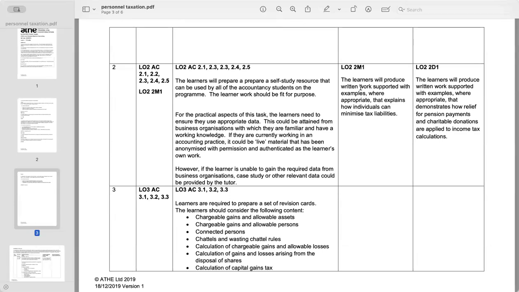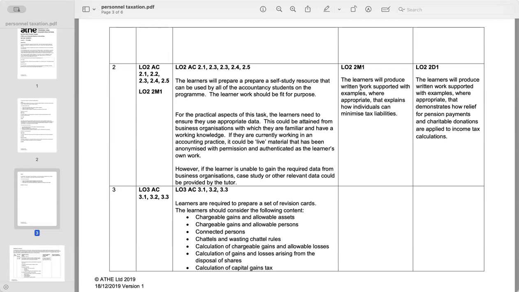Your resources must cover practical aspects of calculating income tax and national insurance contributions, including calculating taxable income from employment, investment, and property, then applying personal allowances, determining the taxable value of benefits in kind, and calculating total income tax liability and national insurance contributions from given data.